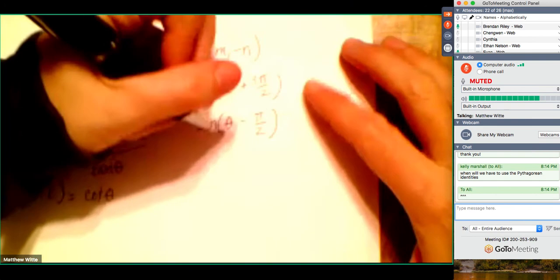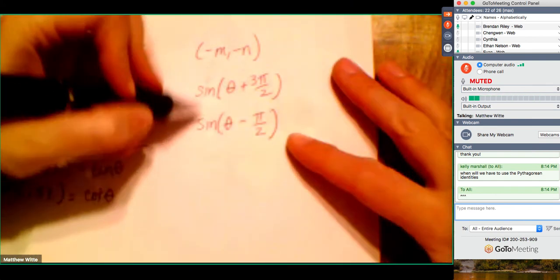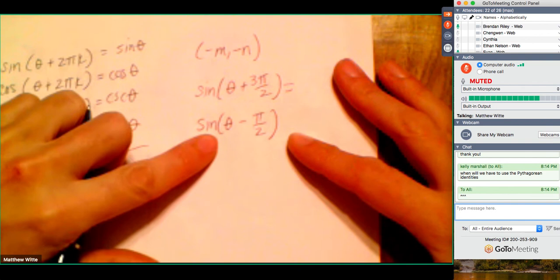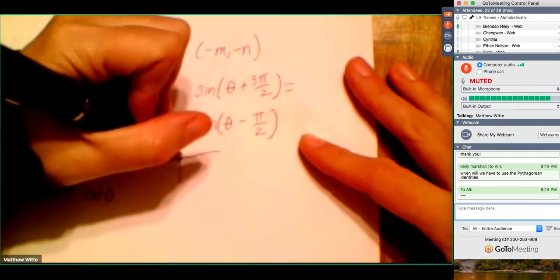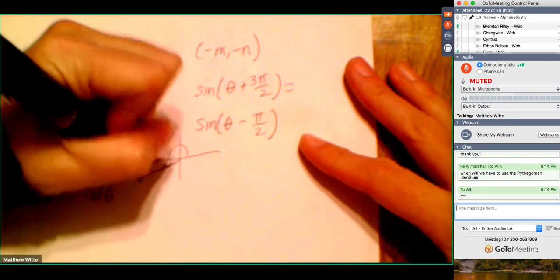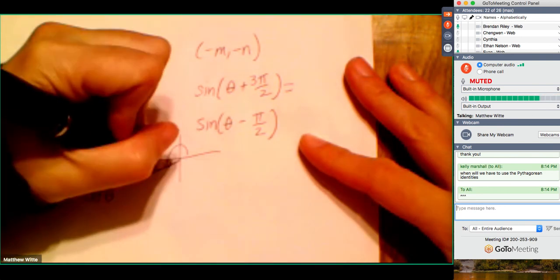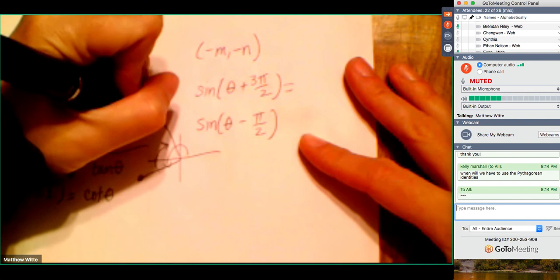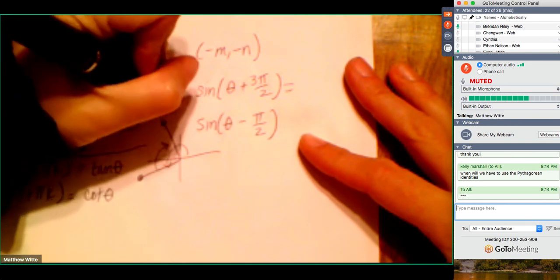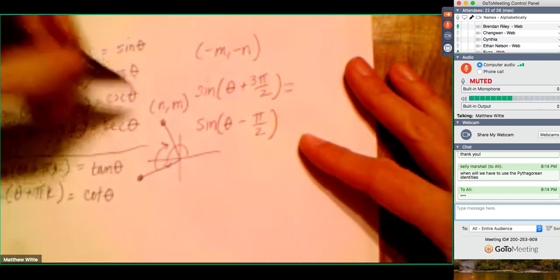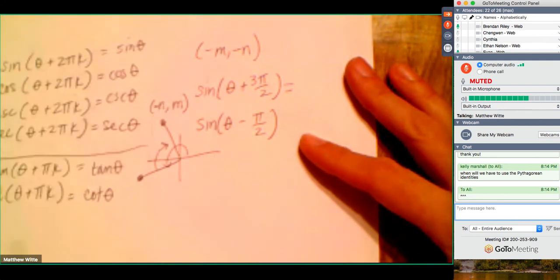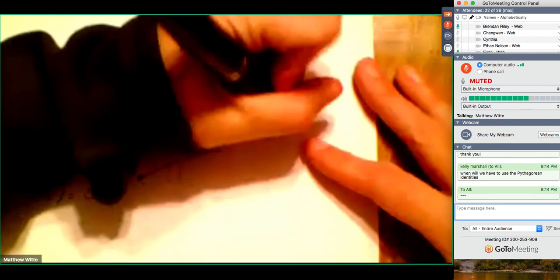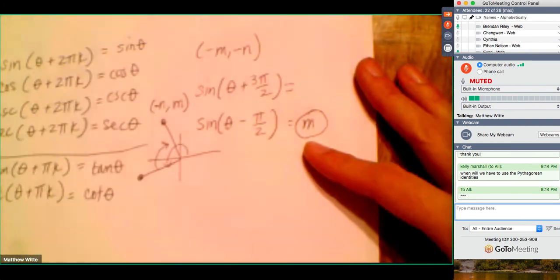So if I asked you, let me give you this one first. This is equivalent to sine of theta minus pi over 2. Minus means I'm going in the negative direction. So anytime I add or subtract 90 degrees, it's -m, -n, and I am still on the negative here. So the sign would be m.